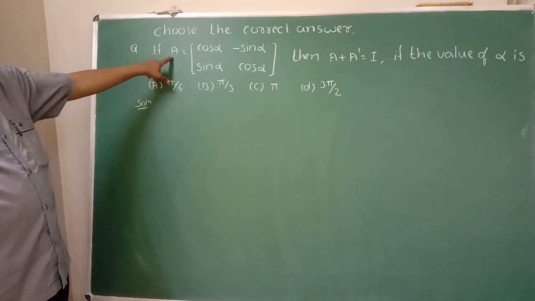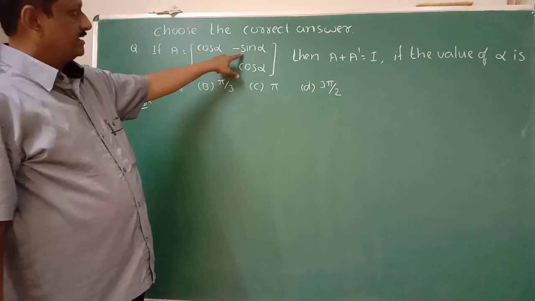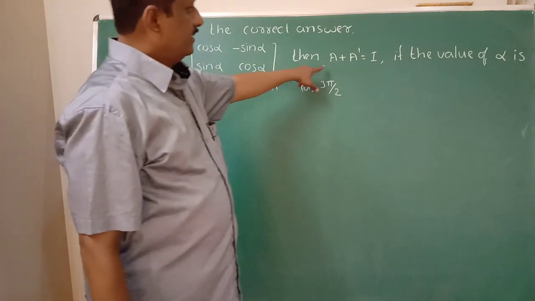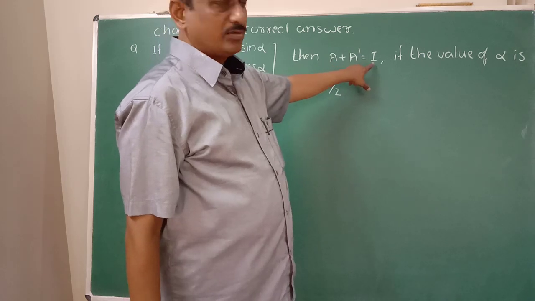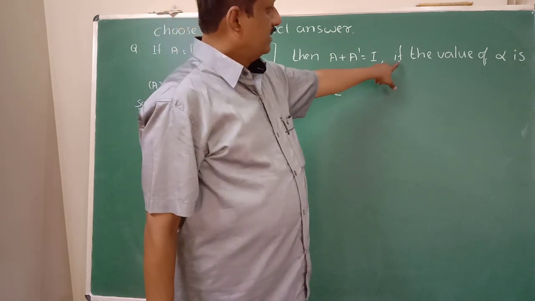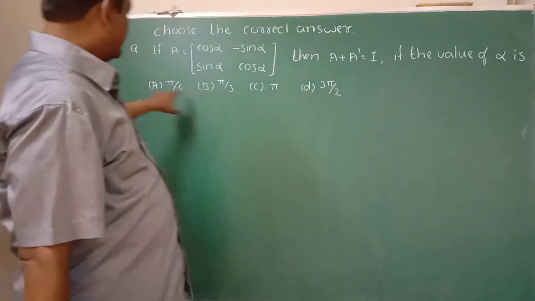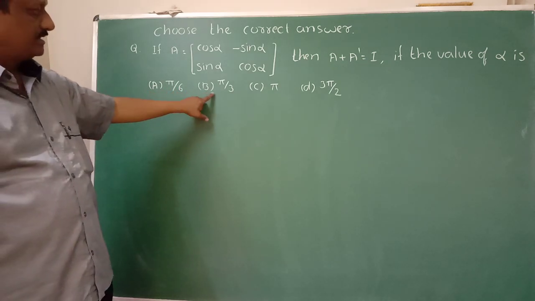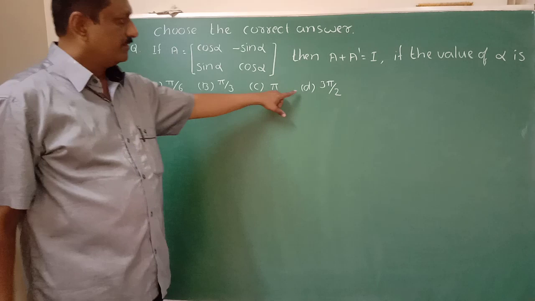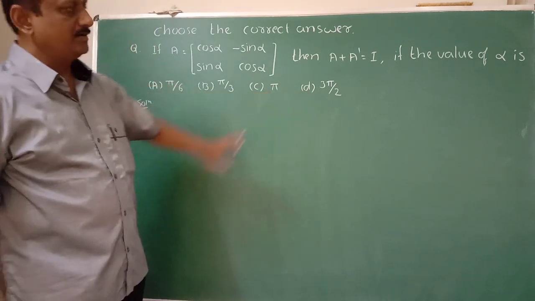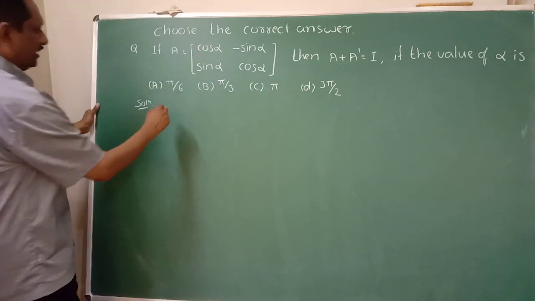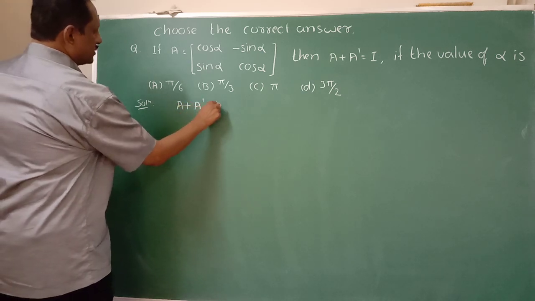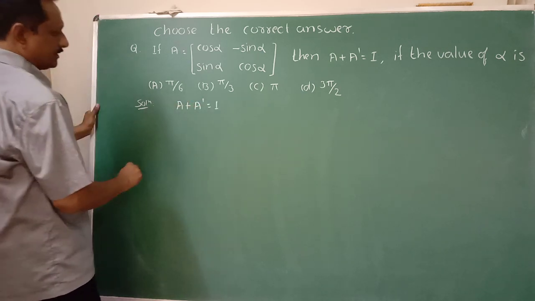If matrix A is equal to [cos alpha, minus sin alpha; sin alpha, cos alpha], then A plus A' is equal to the identity matrix. If the value of alpha is, four options are there. First option is pi by 6, second pi by 3, third option is pi, fourth option is 3 pi divided by 12. So here A plus A' is equal to I, they already given here.